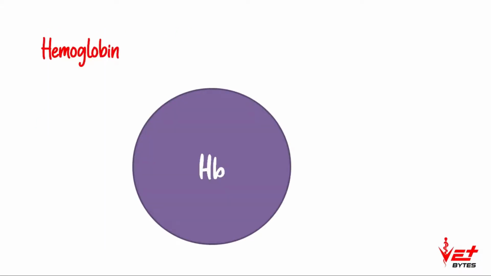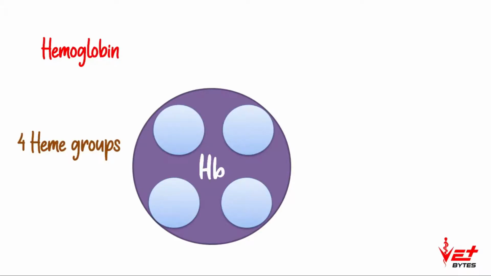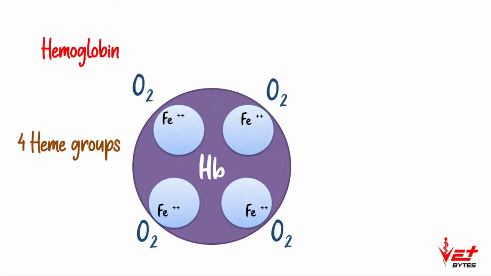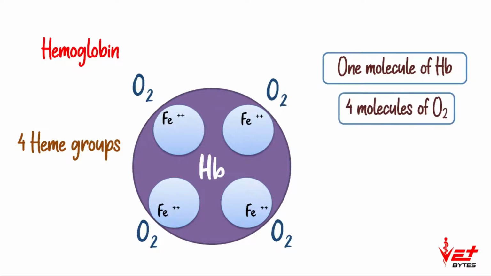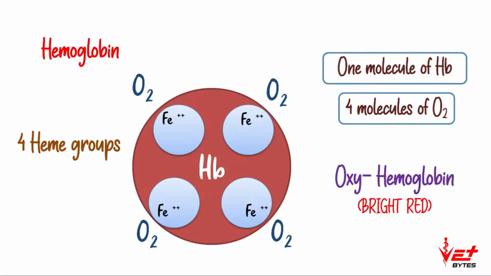Next is the transport of oxygen with hemoglobin. The hemoglobin has 4 heme groups in it, and each heme group has one iron atom. The iron is in the ferrous state, that is, the Fe2+ state. Each iron atom can bind with one oxygen molecule. So one molecule of hemoglobin can carry 4 molecules of oxygen. When oxygen binds with the hemoglobin, it becomes bright red, and the oxygenated form of hemoglobin is referred to as oxyhemoglobin.